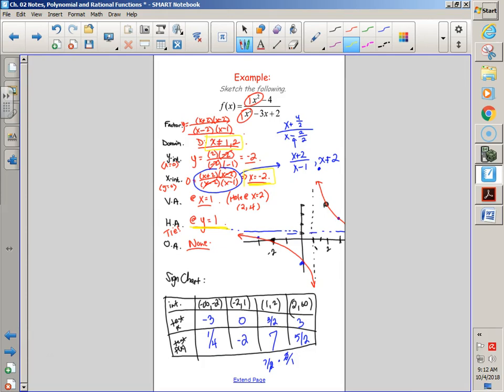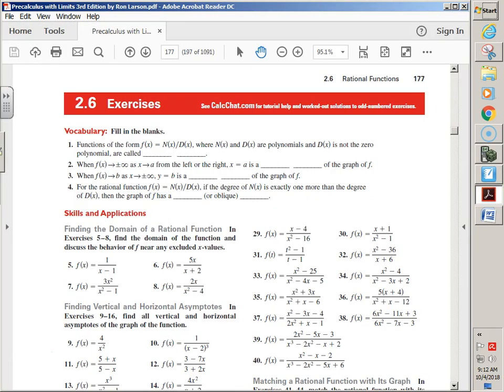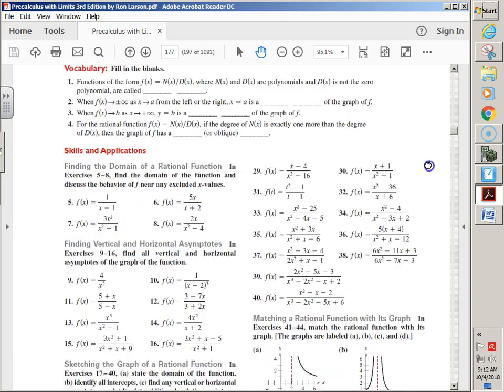Because the degrees were tied. Let's get to homework real fast. Guys, can someone find a problem with an oblique asymptote from last night? There had to be at least one. An oblique asymptote from last night.